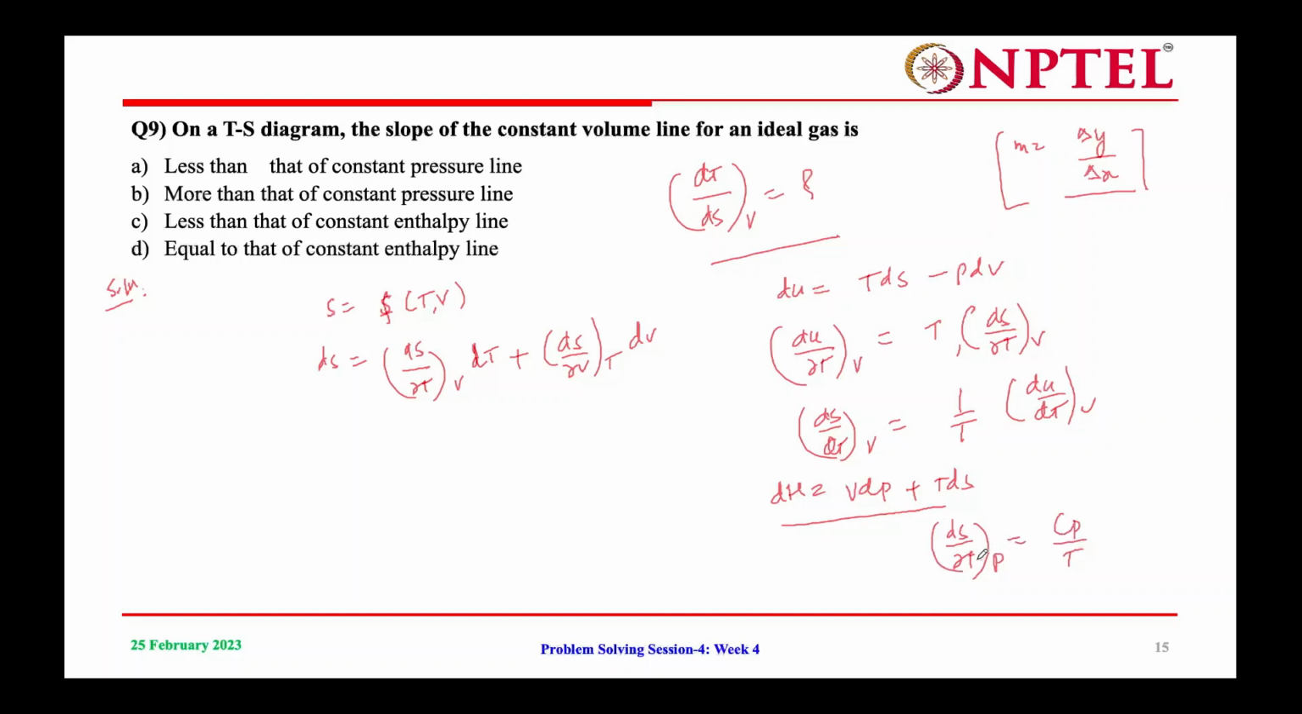Now put this ds by dT. So you can write down that du by dT is equal to Cv by T, and similarly ds by dT at constant pressure is equal to Cp by T.